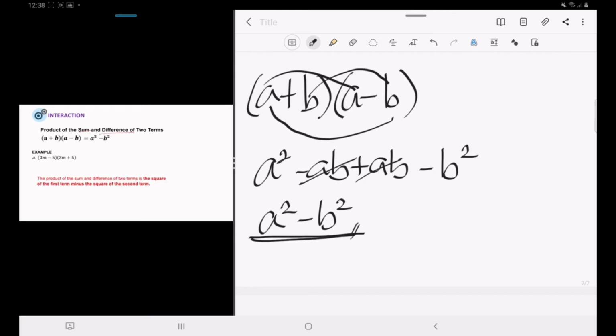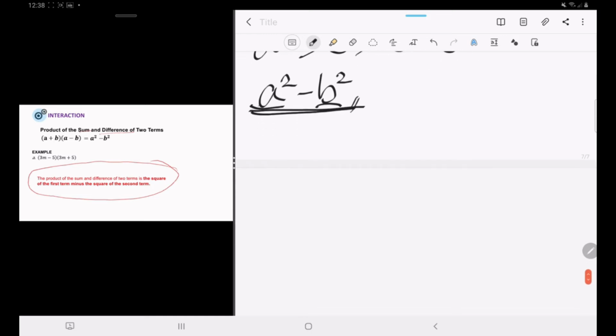The product of the sum and difference of two terms is the square of the first term minus the square of the second term. So it's square of the first term minus square of the second term.